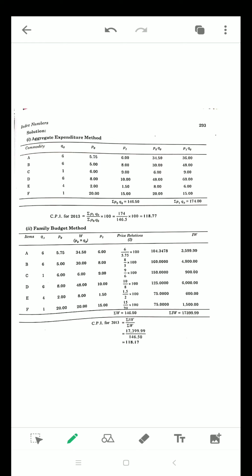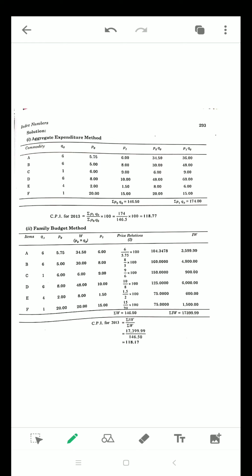Sorry, 1 minute. So here one small correction is there. Price relatives I is equal to P1 divided by P0 into 100. You have to write P1 divided by P0 into 100. So now go for substituting that. So that total weights we call as summation W.